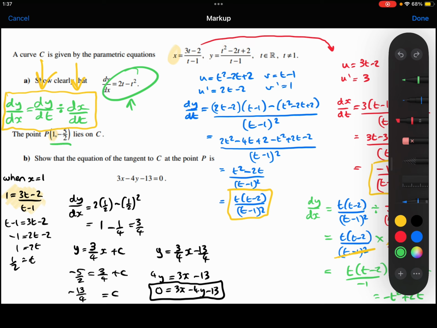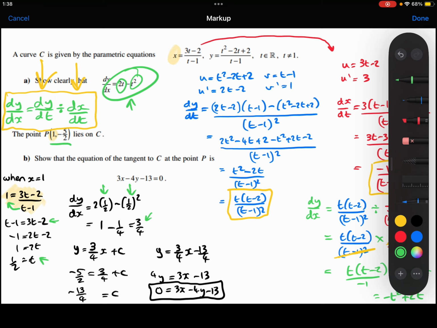So I've then solved this equation by multiplying by the t minus 1. That gave me this line. Solving that equation gave me that t is 1/2 when x is 1. I've then plugged the 1/2 in here and here to find out that the gradient of the tangent at that point is 3/4.